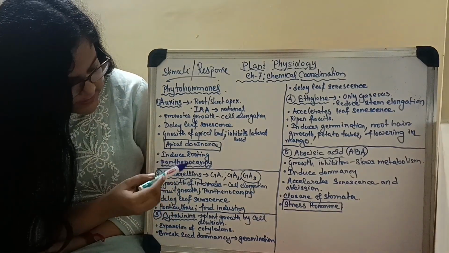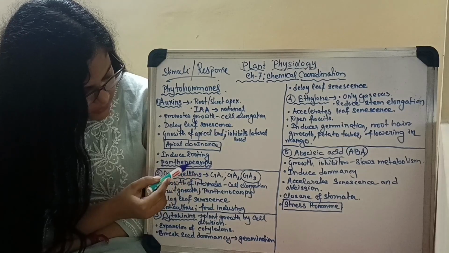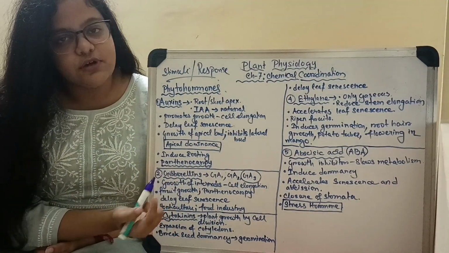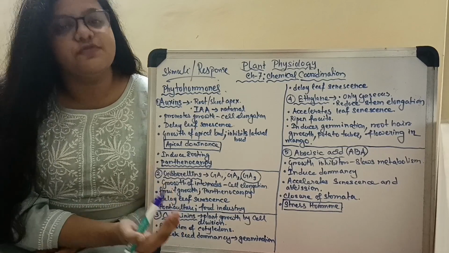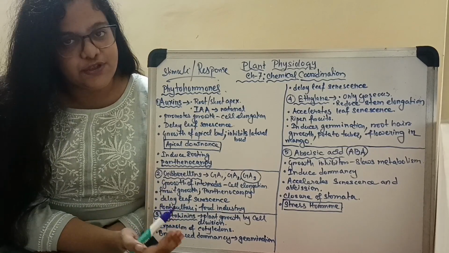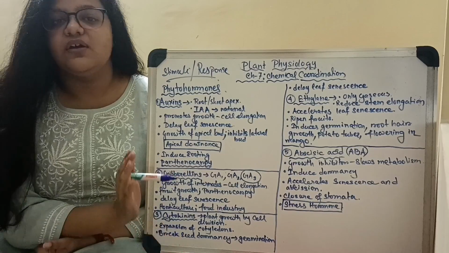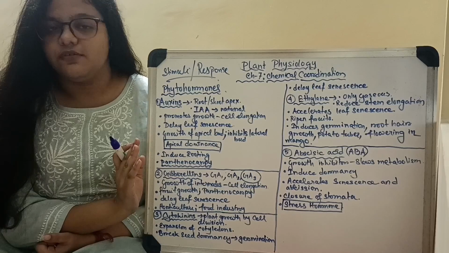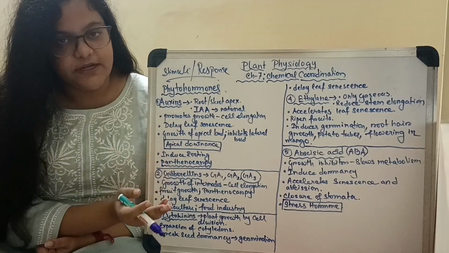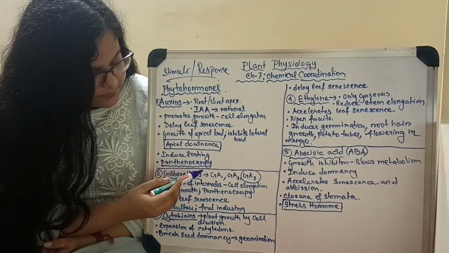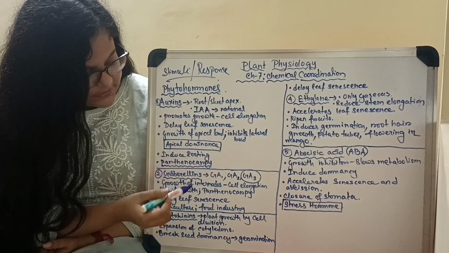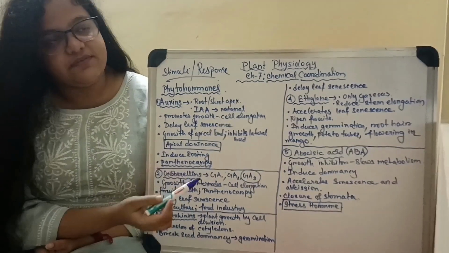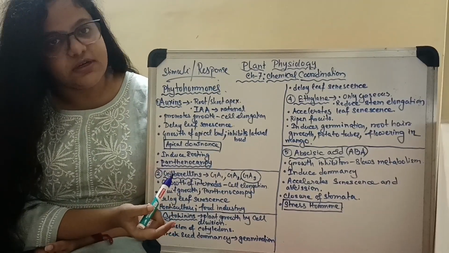Next, it helps in parthenocarpy. Now what is parthenocarpy? Parthenocarpy is the ripening of the fruits without actual fertilization. We all know that without fertilization fruits cannot ripen, but in parthenocarpy, an artificial situation is created where the fruit may ripen even without fertilization.